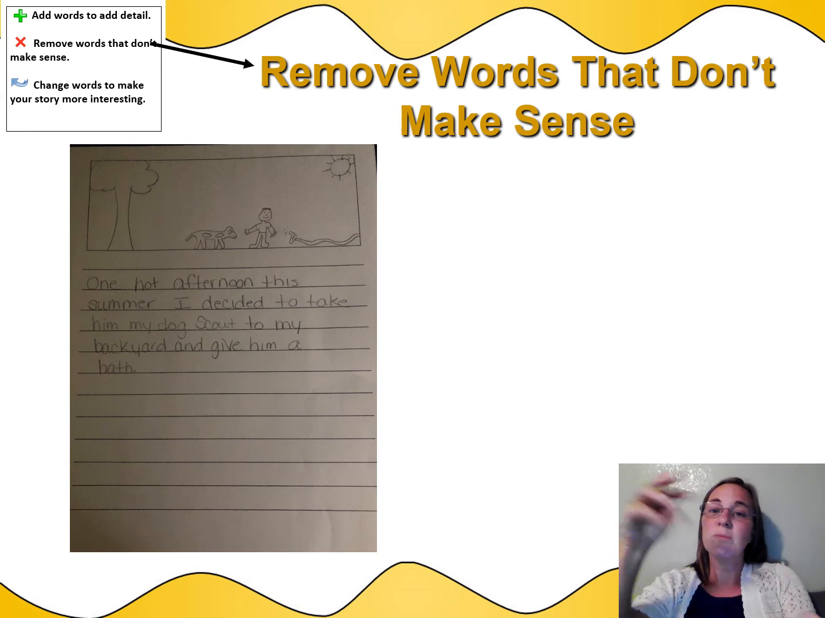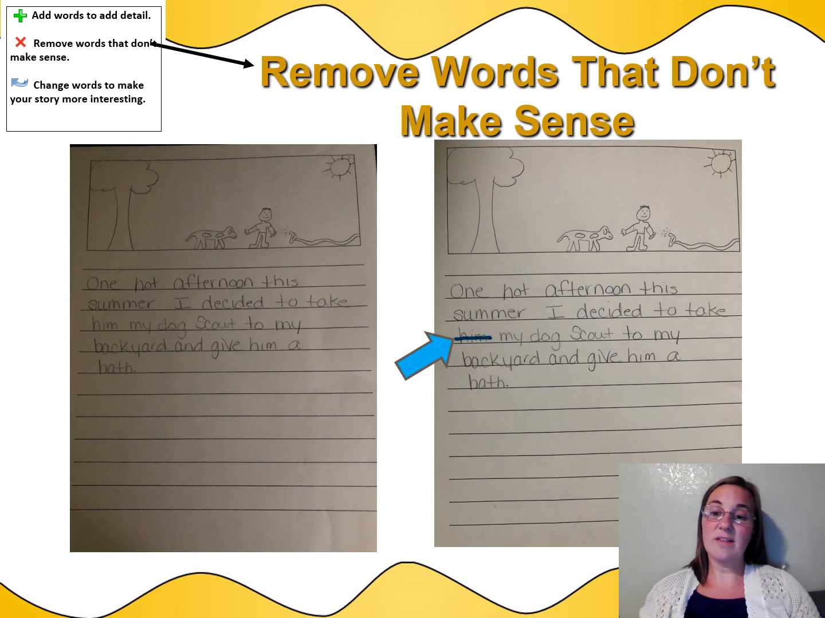Next, I wanted to remove some words that didn't make sense. As I was reading, I realized that this didn't make sense. When I said one hot afternoon this summer, I decided to take him, my dog, Scout, that just doesn't sound right. I don't need the word him there, do I? So I just took my marker and I crossed it out. I removed the word that didn't make sense.